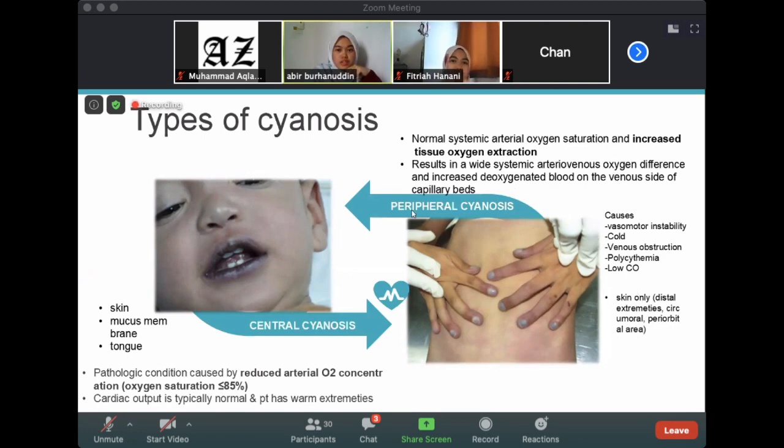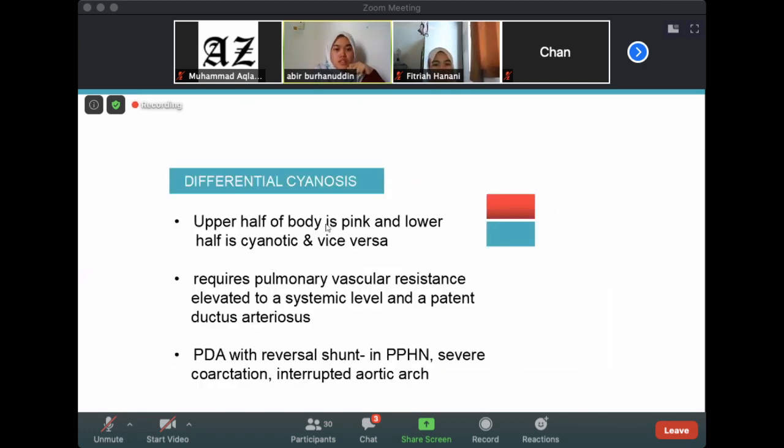And the cause of peripheral cyanosis is due to increase in tissue oxygen extraction. For example, in cold temperature, there will be constriction of the capillary blood vessels, and then there will be stasis or sluggish movement of the blood inside the capillary, and there will be more extraction of oxygen at the periphery. Okay, then the third one is differential cyanosis.